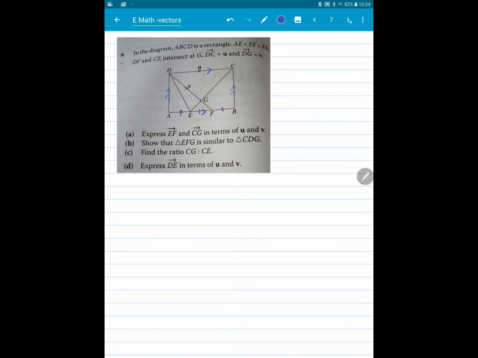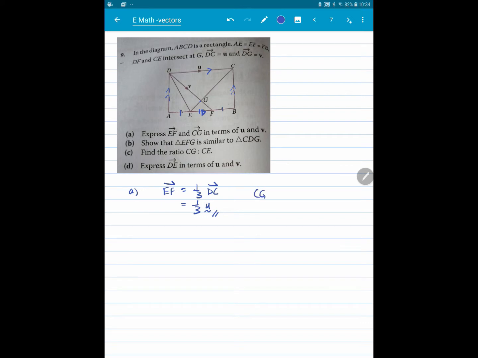So identify where is our EF first. EF is in fact one third of DC, since we know that EF is one third of AB, and AB is the same as DC, because in this case it is a rectangle. Therefore we can conclude that EF is one third of DC, and we can write our vector as one third U. So that's the first part, for EF.